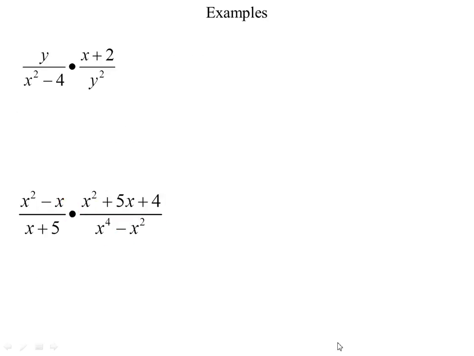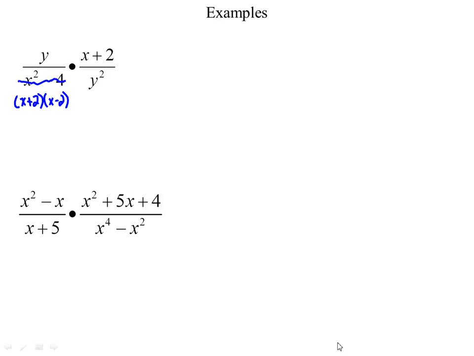Alright, look at these. Can I factor the y? Not cancel, but factor. No, you don't see addition and subtraction. Can I factor x plus 2? No, I see addition, but there's no factoring to be done. What about x squared minus 4? That's the difference of two squares. So that's going to go into x plus 2 times x minus 2. And then, of course, that goes away, and the y squared won't factor.